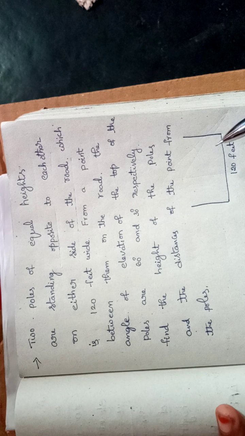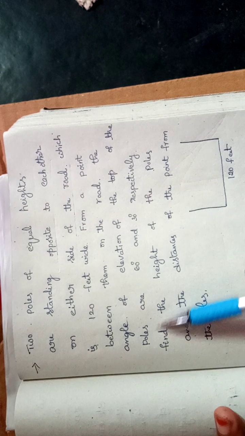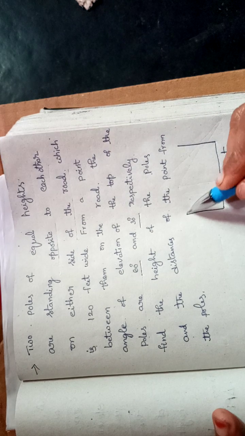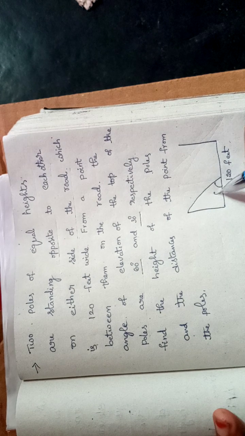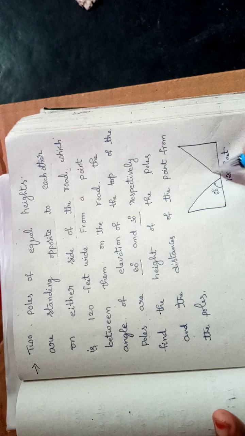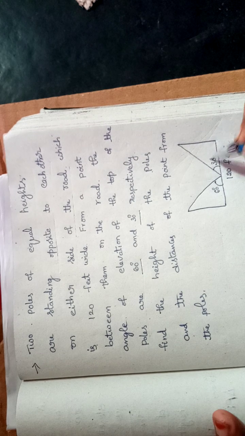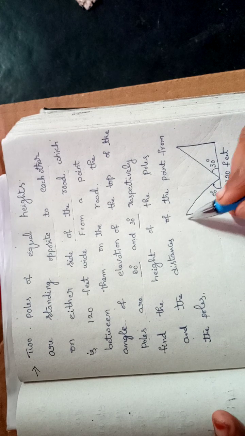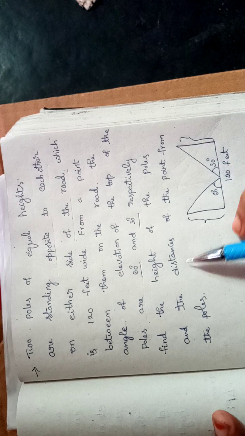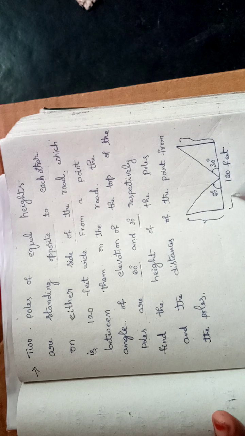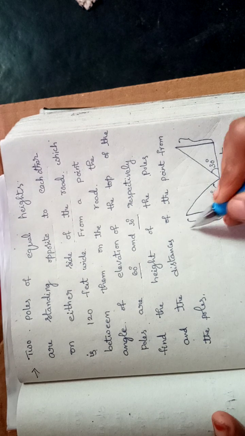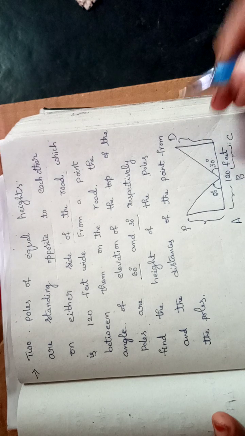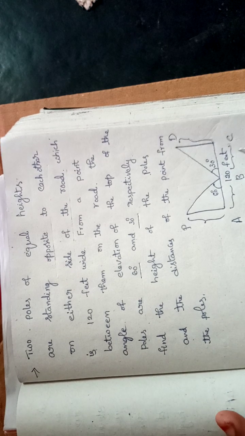From a point between them on the road, the angles of elevation of the tops of the poles are 60 and 30 degrees respectively. The first angle is 60 degrees, and the next is 30 degrees. Find the height of the poles. We have to find the height of the poles as well as the distance of the point from the poles. Take the vertices as labeled; we have to find AB and BC.